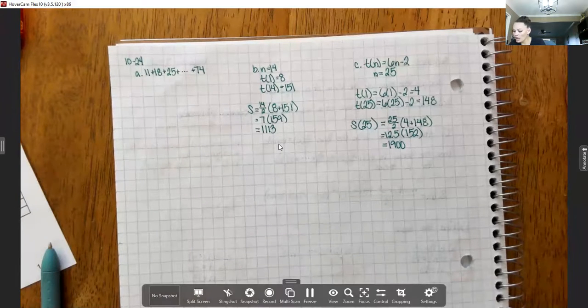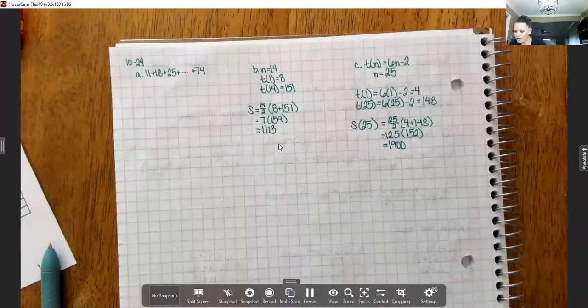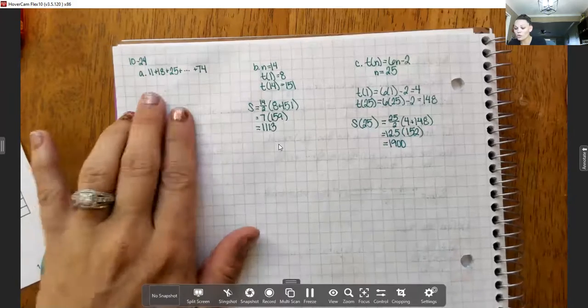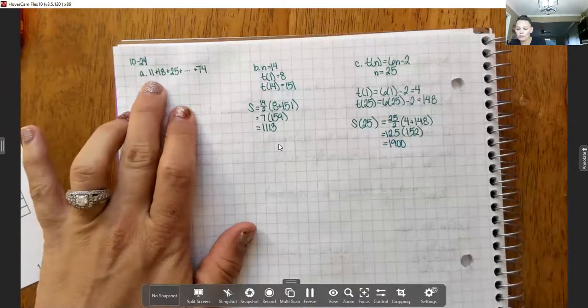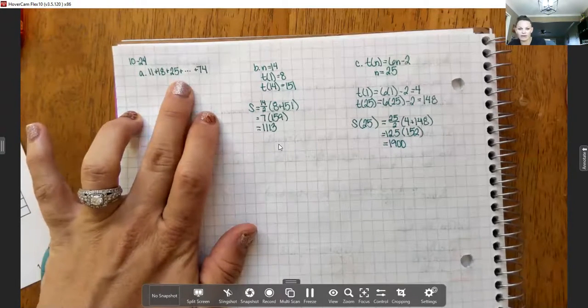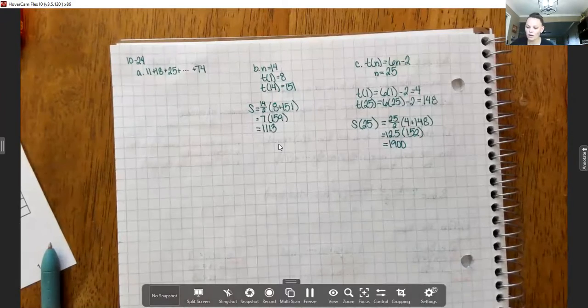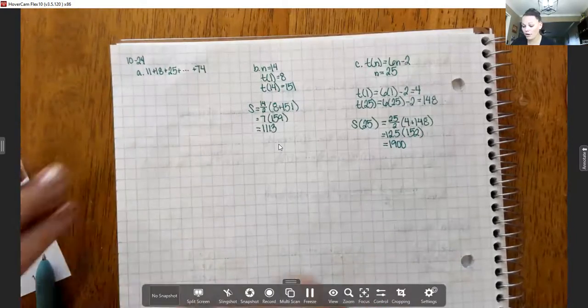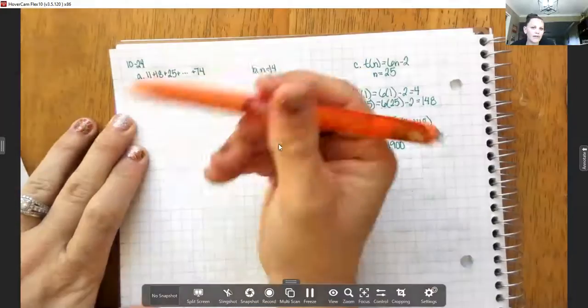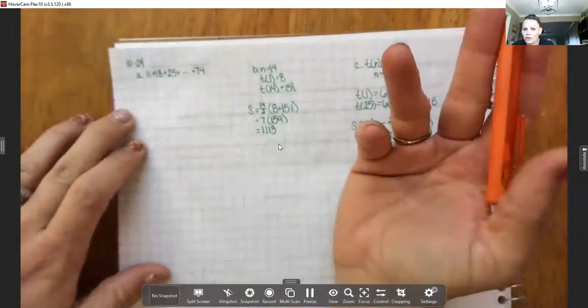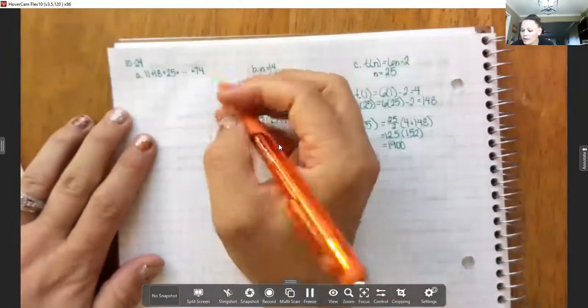We could list all of the terms out because we can tell that it's adding 7 every time. Personally, I think that's a little bit more work, but you're welcome to do it that way. And if that's how you're going to get the right answer, then go ahead and do it that way. There's more than one way to do this.